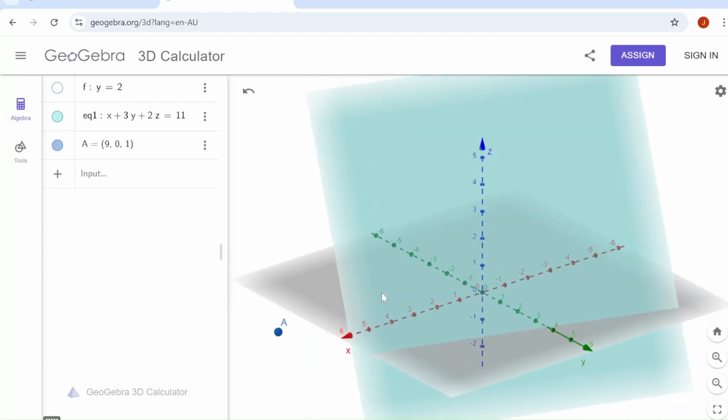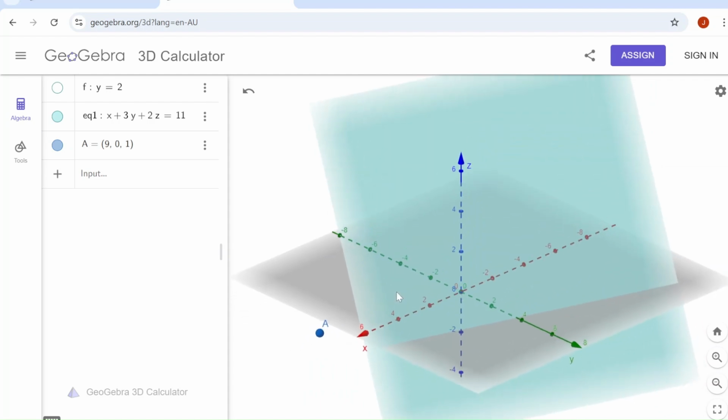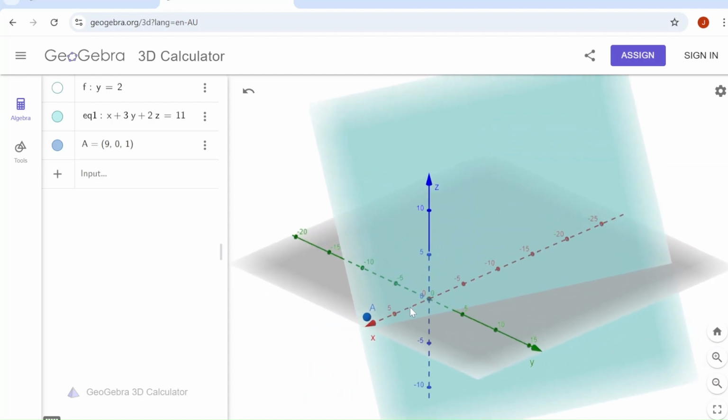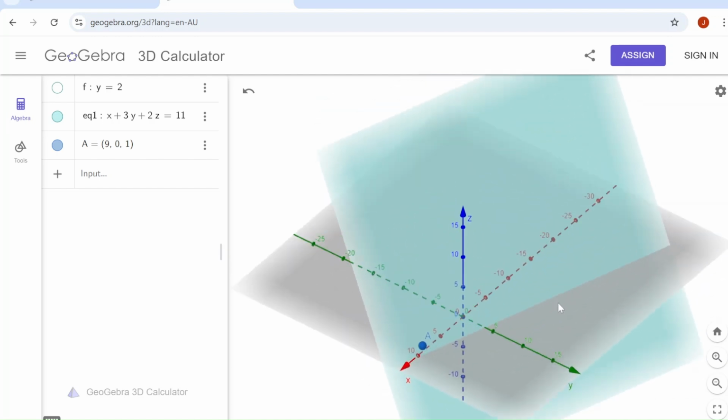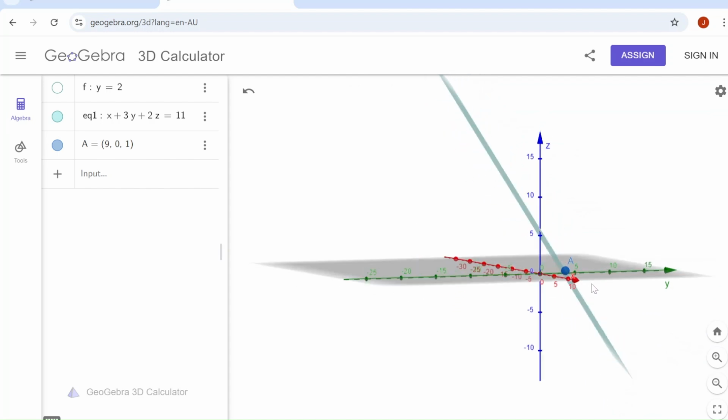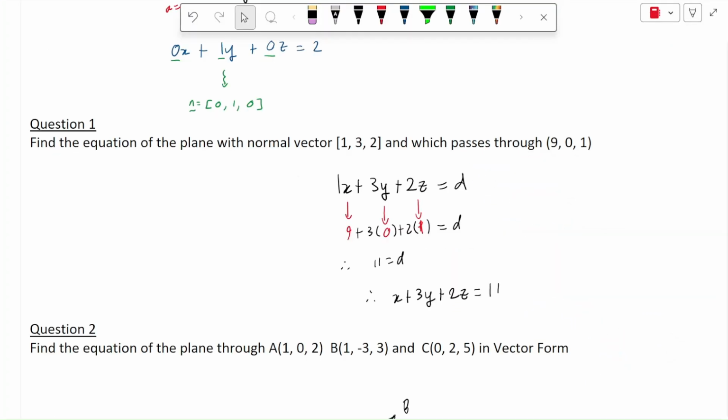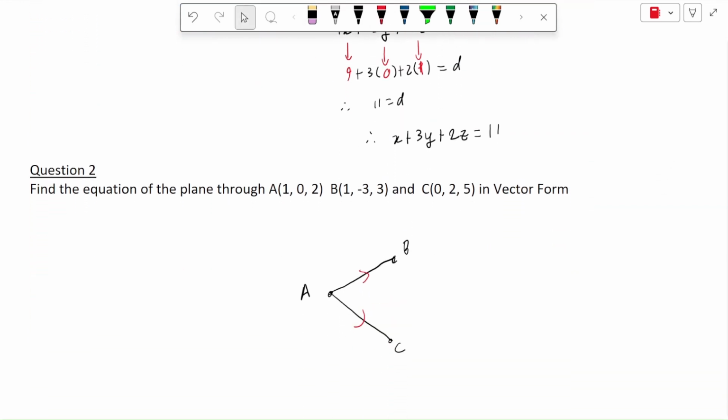So there it is. It doesn't look like it because of the way that it's drawn, but if I sort of zoom out, you can see the plane will extend, and that point A is on the plane. It's like sitting on that sheet of paper there. Now that's what we call the Cartesian form of the plane here. We also have a different version called the vector form.